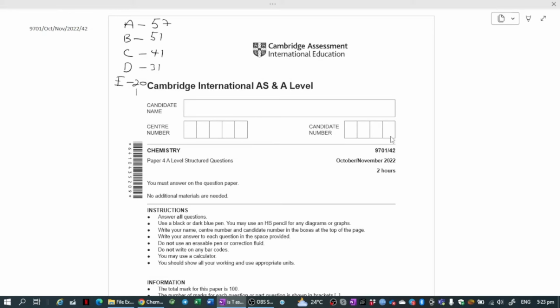Today we'll be taking a look at the Cambridge International AS and A-Level Chemistry Paper 4. That's 9701, Paper 42 for the October-November 2022 exam series.